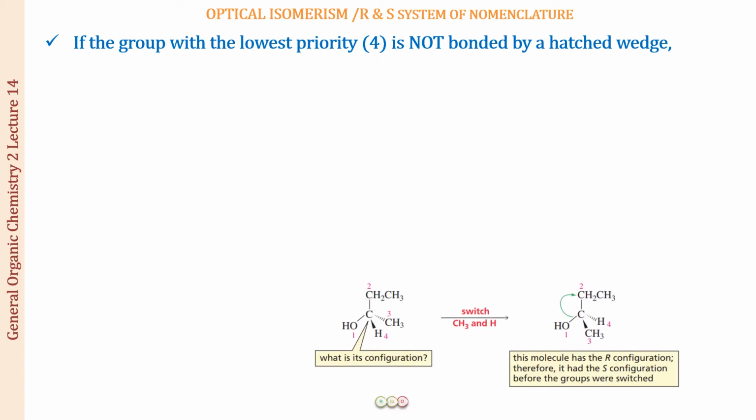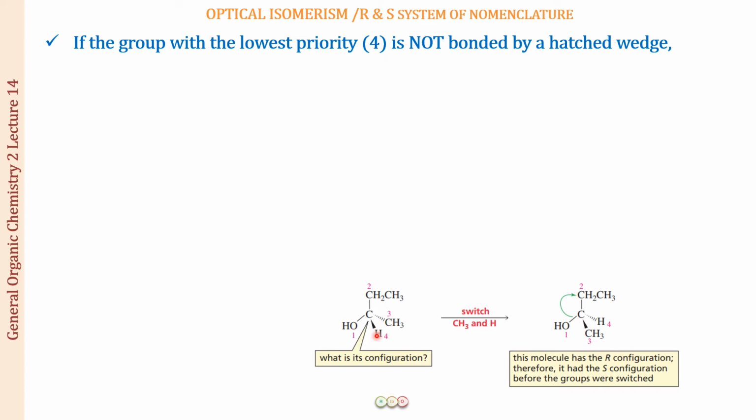In the example here, we have an asymmetric carbon surrounded by 4 different groups. The priority order of the 4 groups has already been done. The OH is priority number 1 because oxygen has the highest atomic number. Then the ethyl group, by rule number 2, which differentiates the ethyl and the methyl group, ethyl being greater in priority than methyl. So this is group number 2, methyl is 3, and hydrogen, having the lowest atomic number, is group number 4.